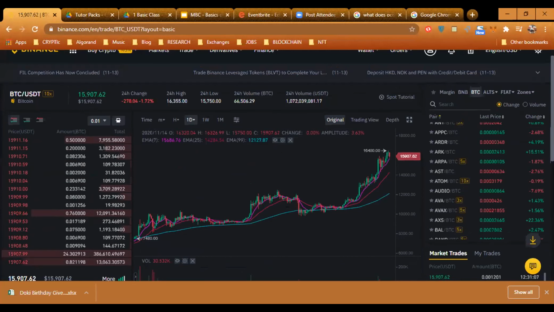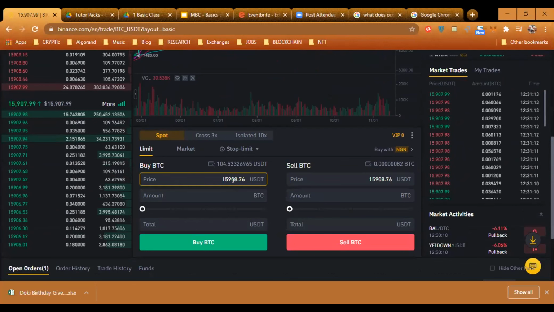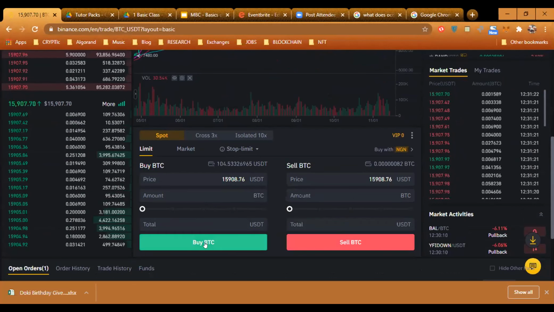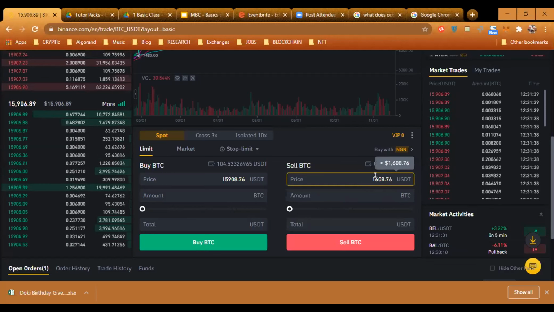But if I want to set a limit order, I come to limits. This is the price BTC is at the moment. So let's say I want to sell BTC. This is buy BTC, okay, this is sell BTC. All right. So if I have some BTC, which I do, and I want to sell it when it gets to $16,000, I just click here.